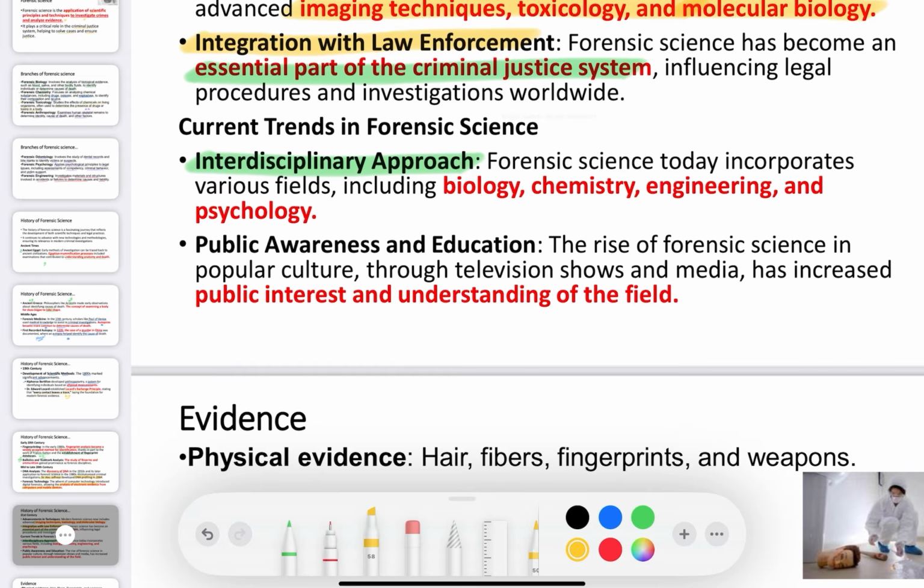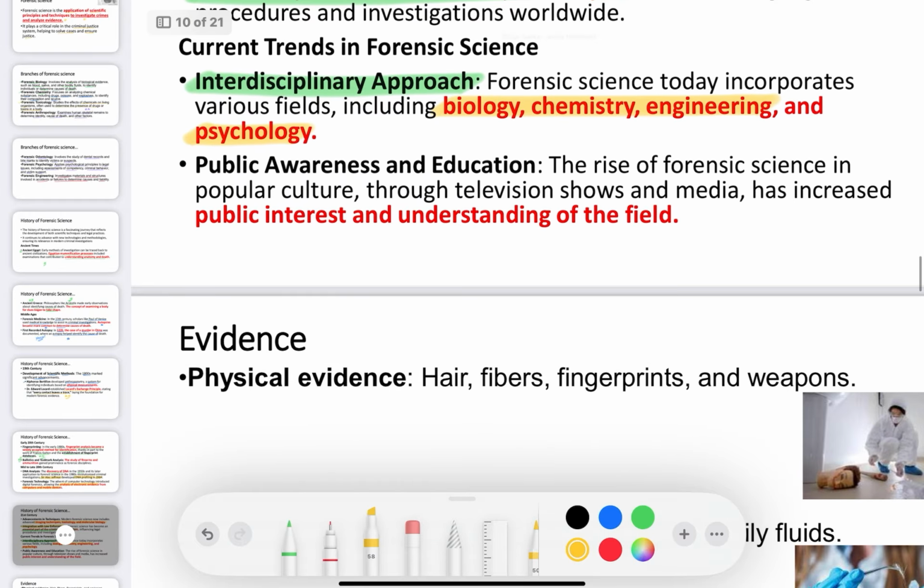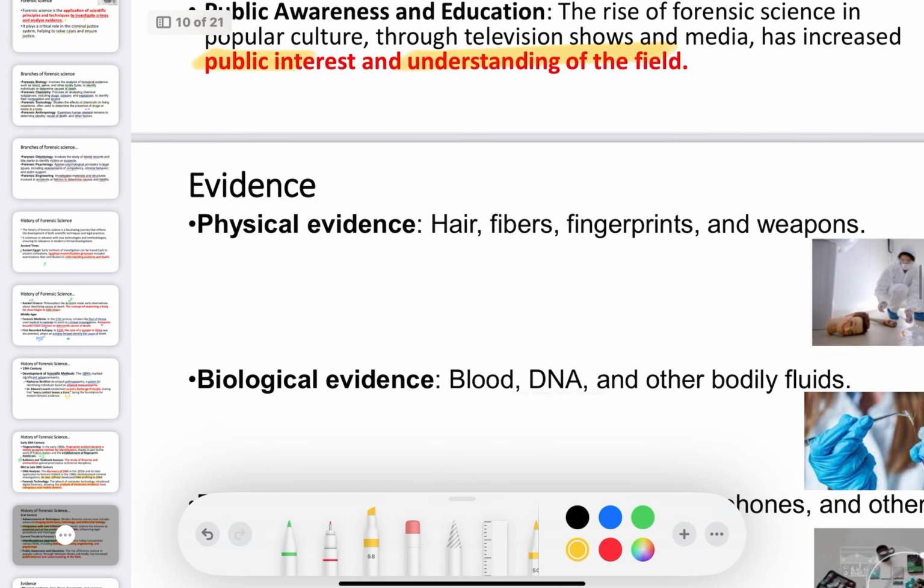Forensic science today incorporates various fields including biology, chemistry, engineering, and psychology. Public awareness and education: the rise of forensic science in popular culture through television shows and media has increased public interest and understanding of the field.